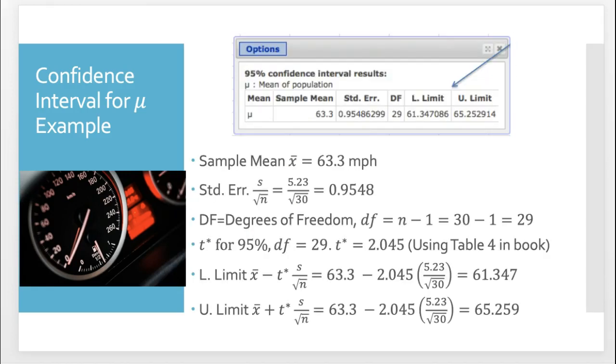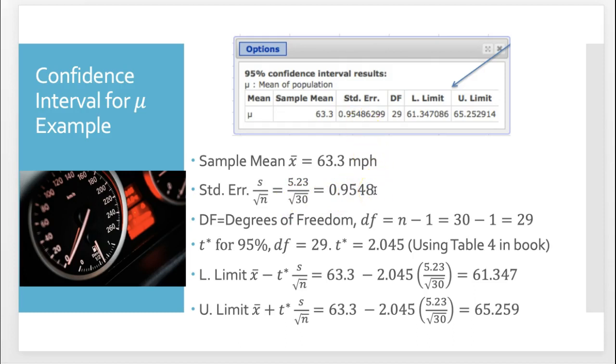Really quickly, just to relate this to all the formulas that we have here. So sample mean, that's X bar, that's 63.3 miles per hour. Standard error is our sample standard deviation divided by the square root of n. So it was that 5.23 that we were given in the beginning divided by the square root of 30, which gives us that 0.9548.